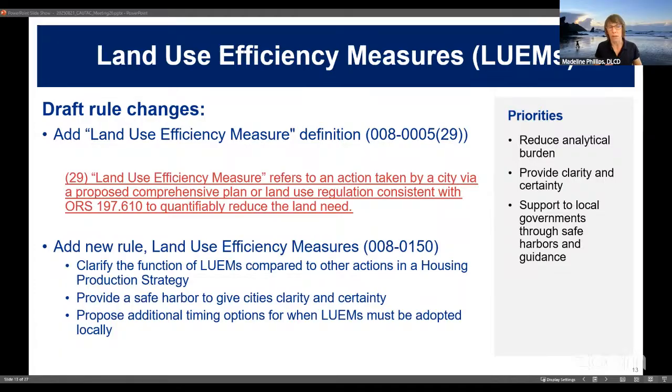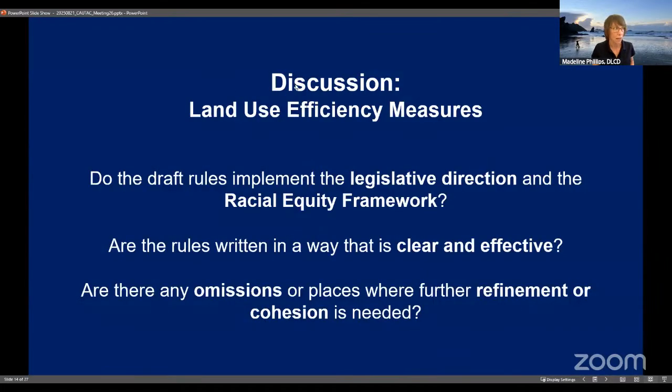I'm trying to think if there will be other elements that we'll raise when we come to developing guidance on this topic, but we've had much debate over the decision-making tree of land use efficiency measures as a subset of the sum total of housing production strategy actions, and which of those elements ought to fit within the definition of a land use efficiency measure as proposed to be defined in Division 8. I won't belabor that too much because we've had quite a bit of robust discussion on that topic, and I'll move directly into the next item.